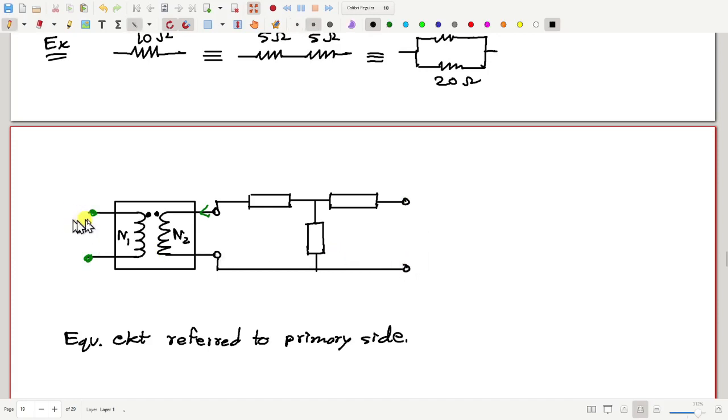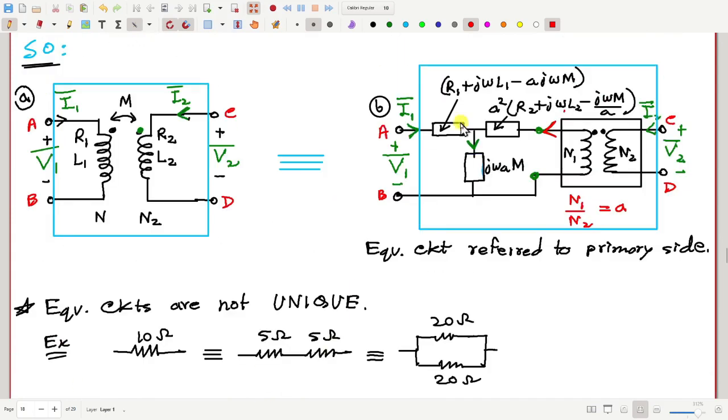Okay, and now these are the terminals A, B, C and D. Now this impedance, if I write it as Z4, and if this is Z5 and if this is Z6, they in general are different from Z1, Z2 and Z3.